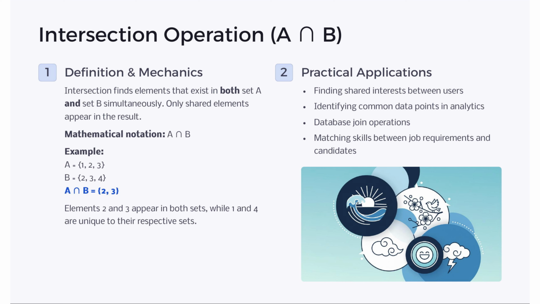Intersection operation identifies elements present in both sets A and B. For example, if A equals {1, 2, 3}, and B equals {2, 3, 4}, then A ∩ B equals {2, 3}. This operation is crucial in finding shared interests, common data points, and matching skills in various applications.